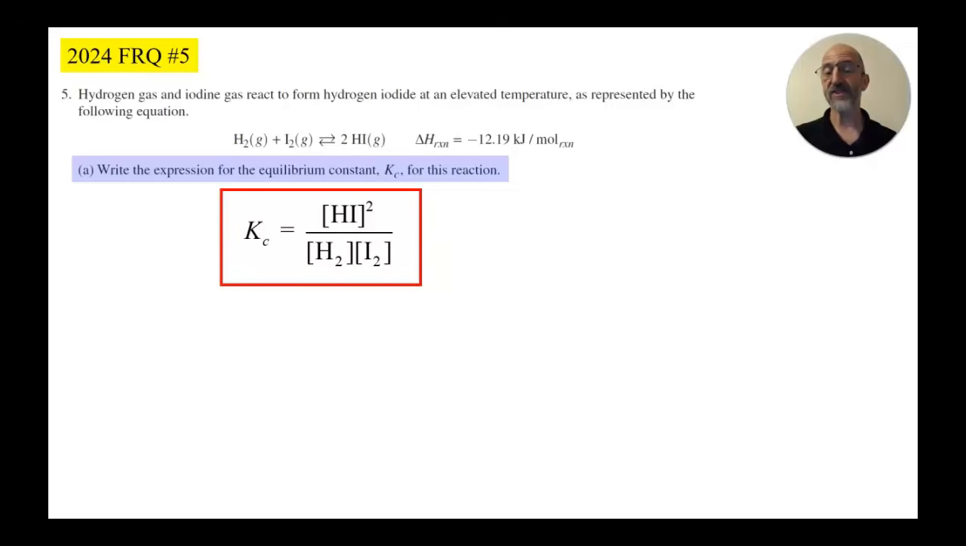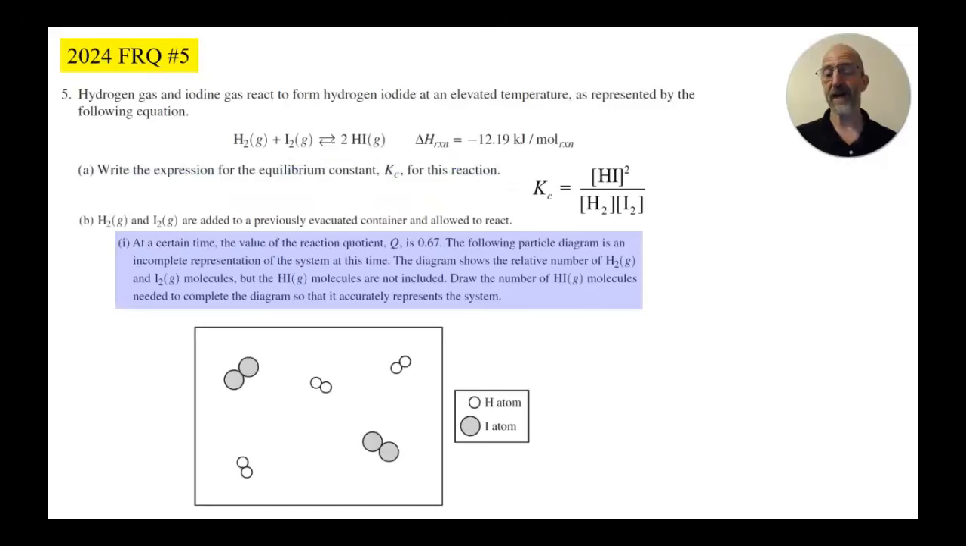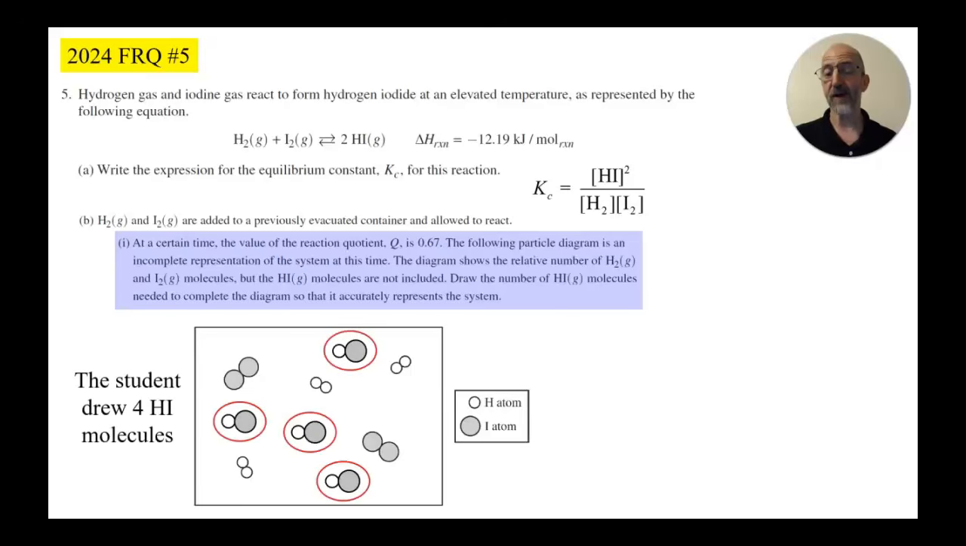All right, here's the next question. It involves a particle diagram. Now it says that this particle diagram is incomplete. The Q, the reaction quotient, is equal to 0.67, but we don't have HI at all in this diagram. I see 2 particles of iodine, or I2. I see 3 particles of hydrogen, or H2, but there's no HI. So we have to draw the number of HI molecules so that the reaction quotient has that particular value.